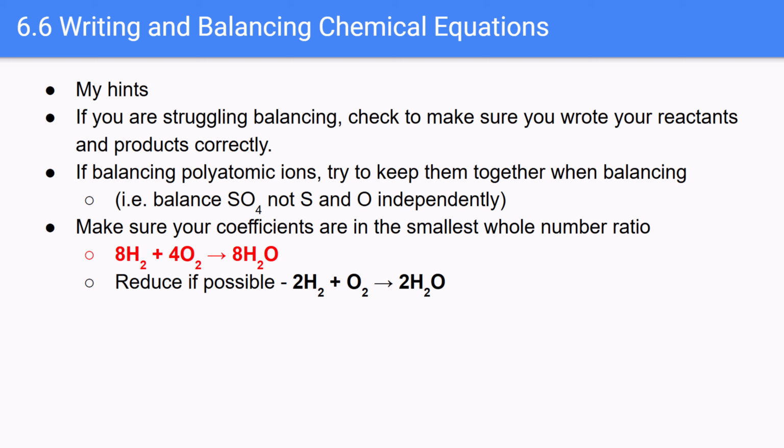Lastly, make sure that your coefficients are in the smallest whole number ratio on each side of the equation. So I have a balanced equation here in red that's 8, 4, and 8, but that is not in the lowest whole number ratio. 8, 4, and 8 have the ability to be reduced to 2, 1, and 2. So we want to try to reduce that as much as possible. It doesn't happen very often where, if you're working back and forth, you end up with numbers that can be reduced, but I did want to make sure that you are aware of that, as it is something that I do see on occasion when we go through and balance equations.